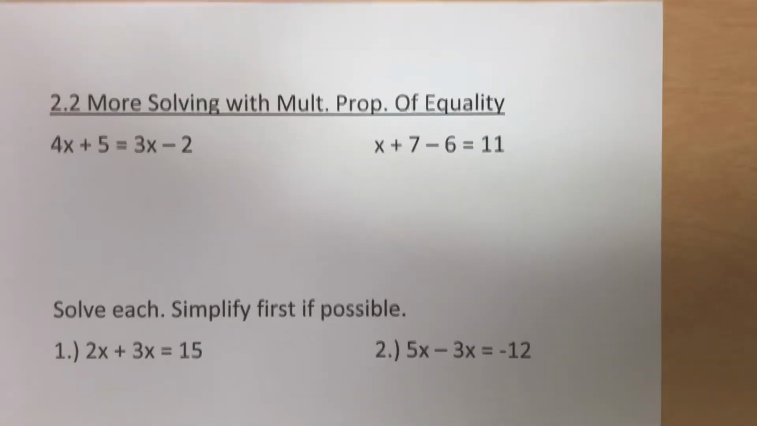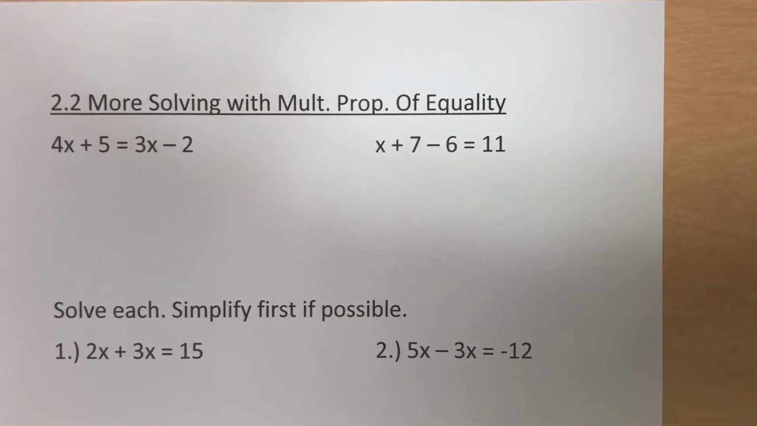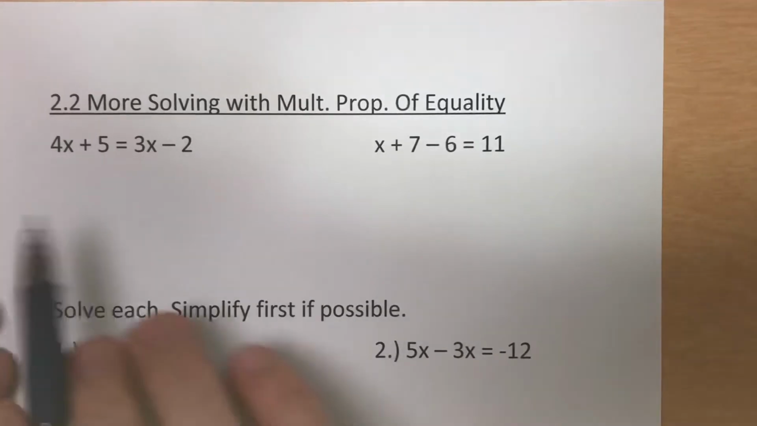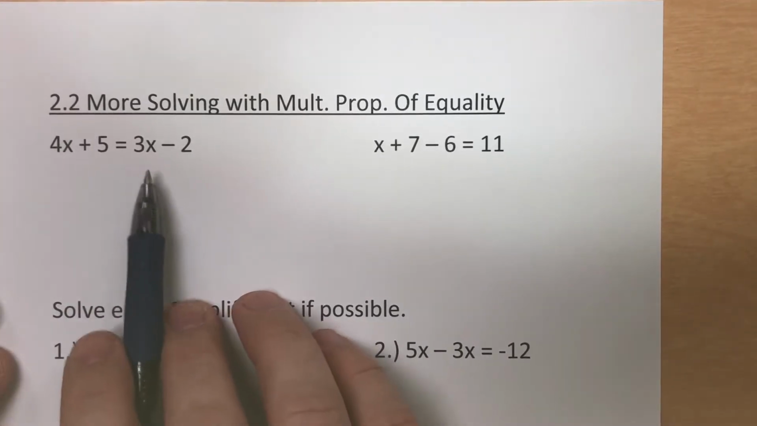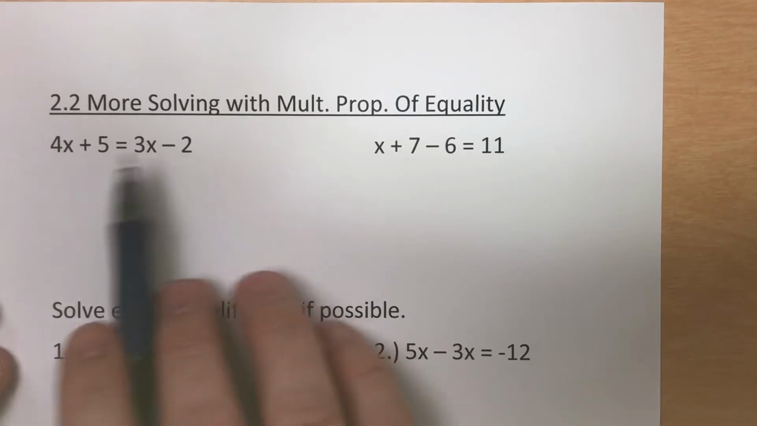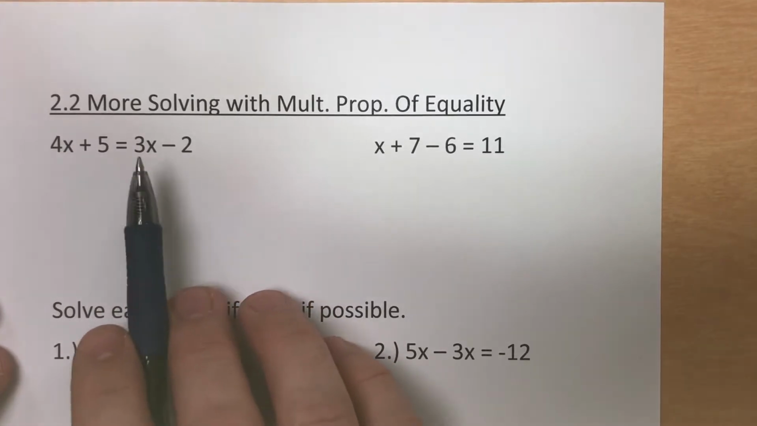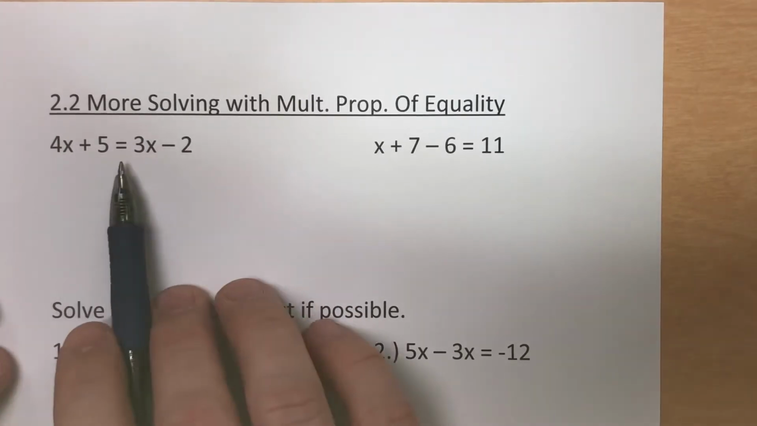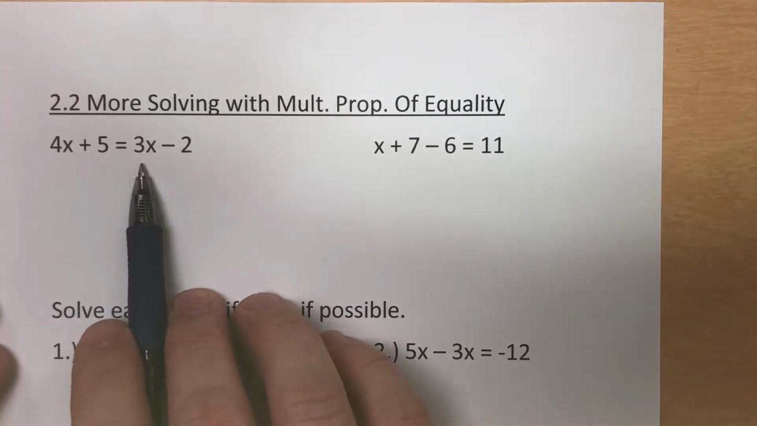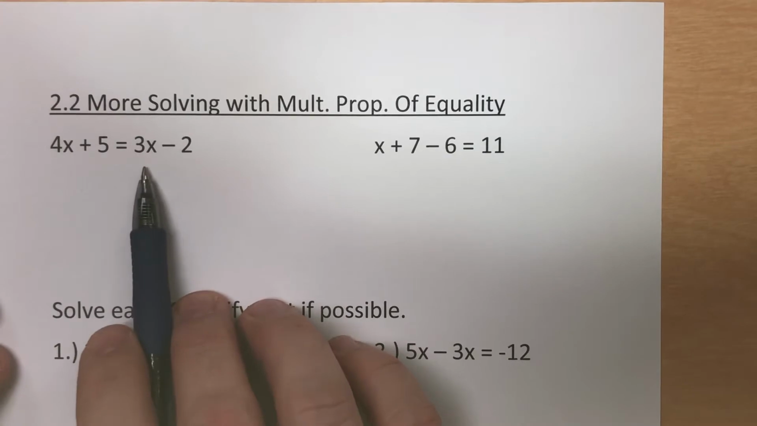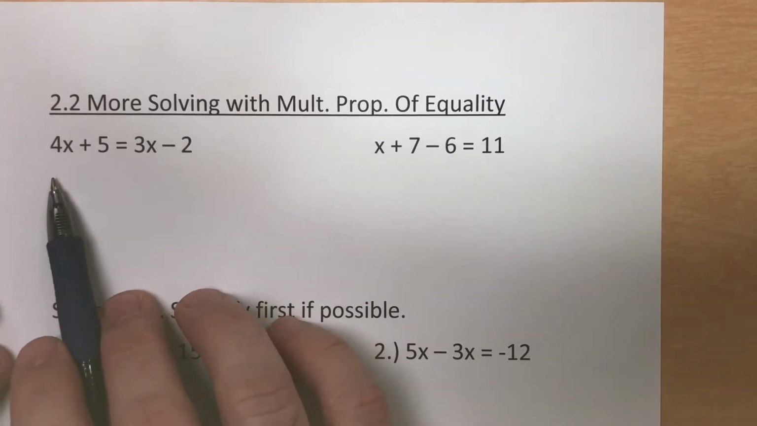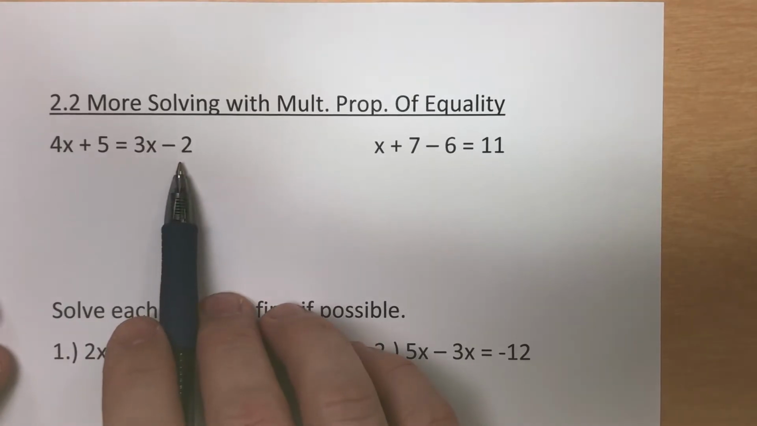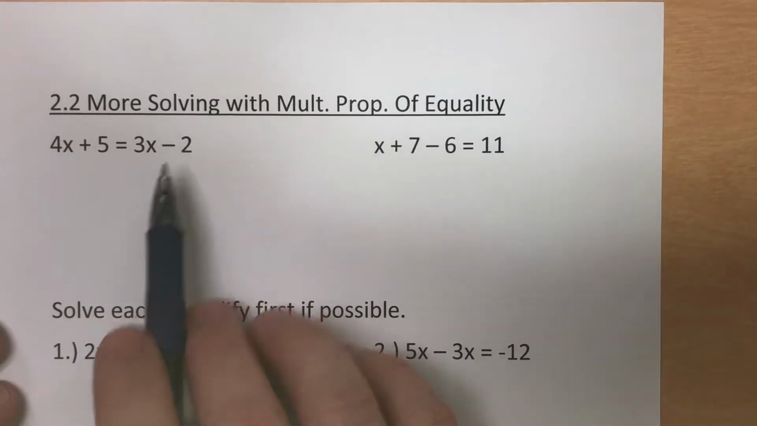All right, we're going to do a little bit more with the multiplication property of equality. I'll show you one thing from section 2.1 that we talked about. When we solved equations with variables on both sides, I told you to always try and add or subtract your variable term to keep it positive. So that would mean subtracting 3x from both sides. It'll get rid of this 3x, and then 4x minus 3x will be 1x. And then when you solve x plus 5 equals negative 2, by subtracting 5 from both sides, you'll be done.